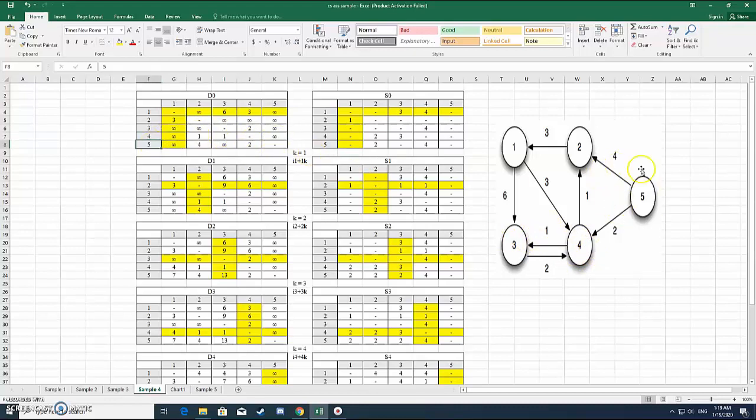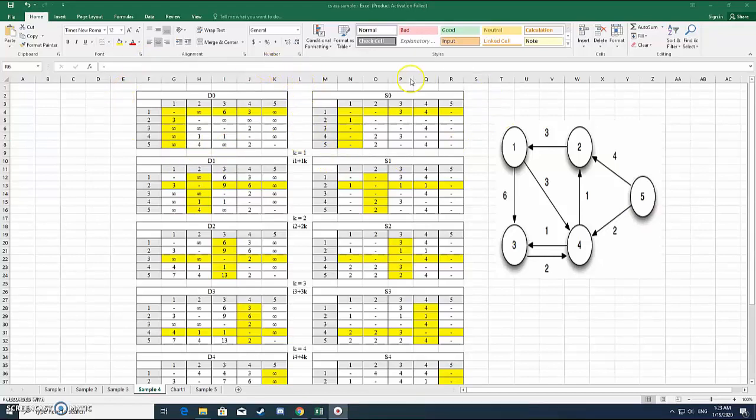Okay, so now we see the 5. 5 goes to 2 and 4. 5 goes to 2, the distance is 4, so we put the 4 inside the table. And 5 goes to 4, the distance is 2, so we put the 2 inside the table. And for the other 2 we also put infinity here. Okay, so now we have completed the D0 table.